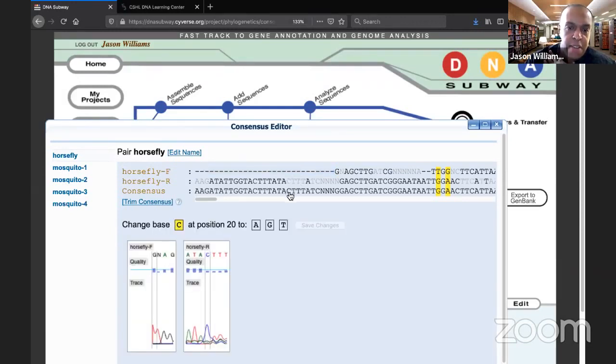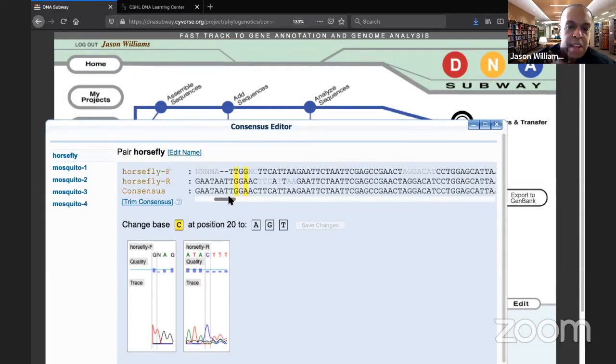The other thing to pay attention to is that DNA Subway gives you a little bit of a clue. If I click on this C here, you can see the C in the consensus, those are always going to be black. But you can see here that this C is grayed out. And what that means is that the call is of lower quality. So nucleotides that are gray, I probably don't want to trust very much. That would be bringing in bad data to my experiment.